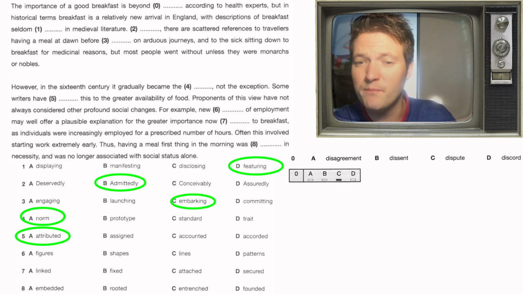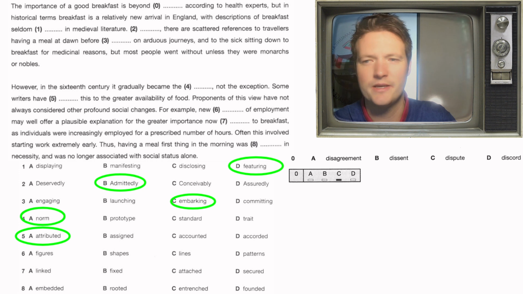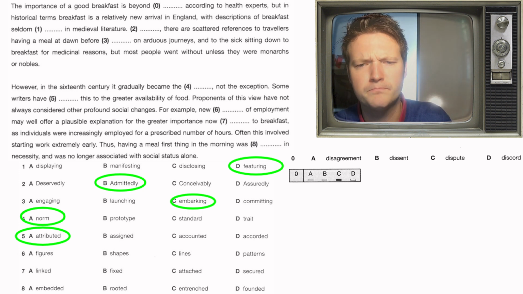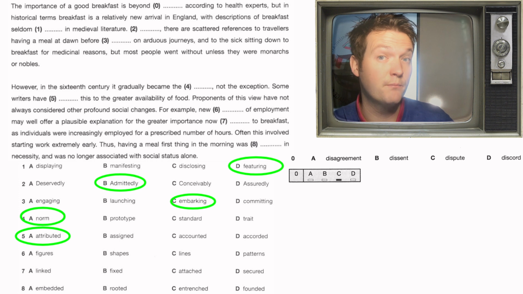New shapes of employment? I don't think we would say shapes of employment. What shape does employment have? That doesn't sound right. Lines of employment. I mean, let's read on. Lines of employment could be different kinds of employment.